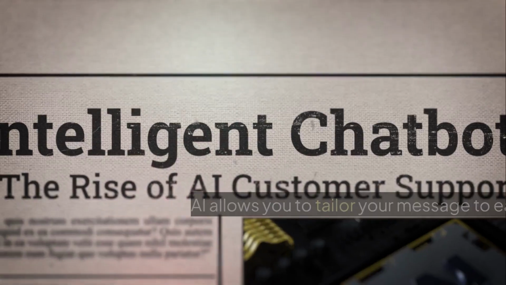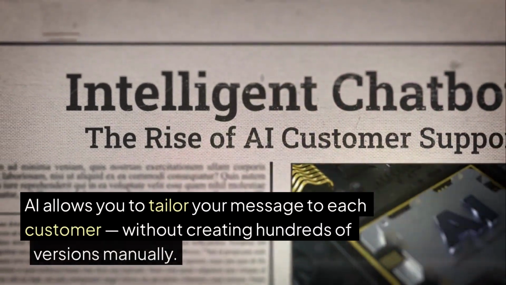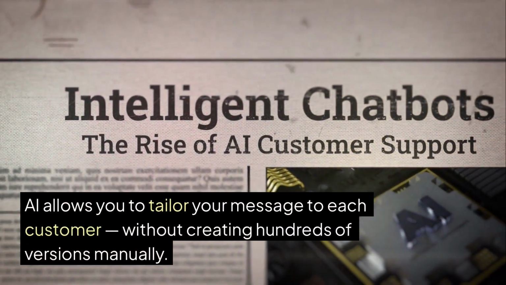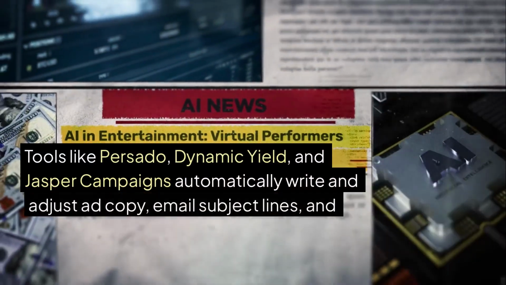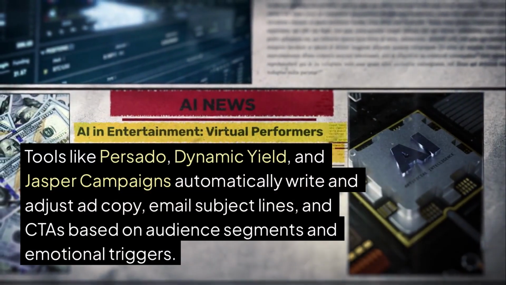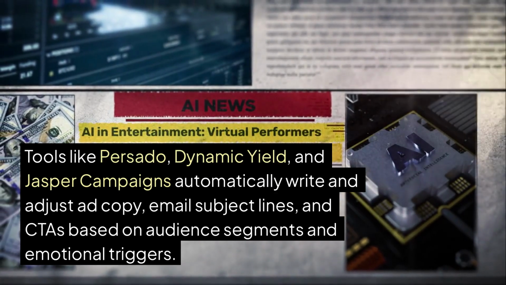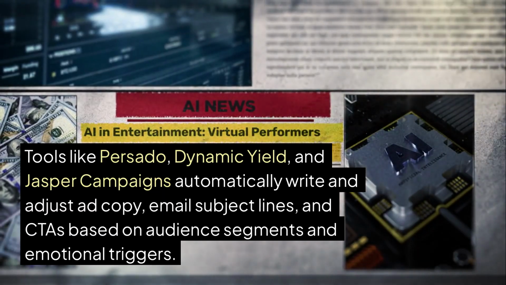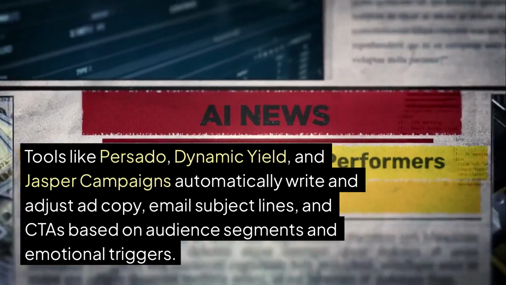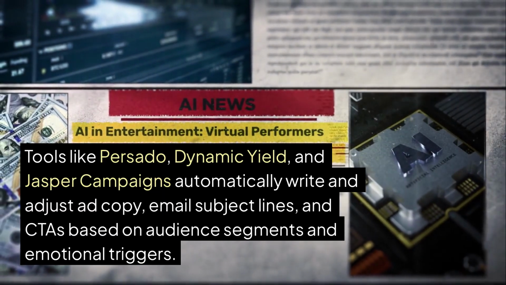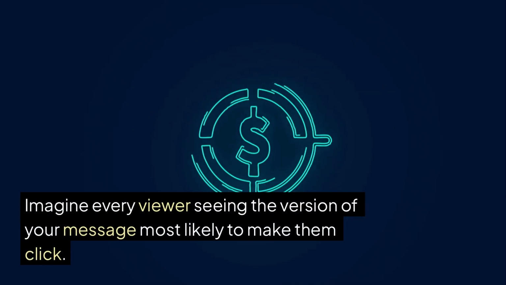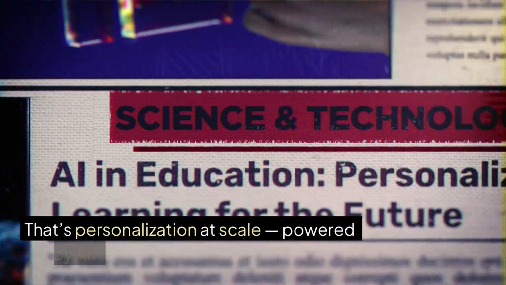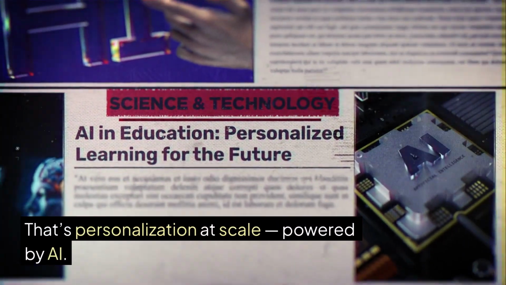Step 4. Personalize at scale. AI allows you to tailor your message to each customer without creating hundreds of versions manually. Tools like Persado, Dynamic Yield, and Jasper Campaigns automatically write and adjust ad copy, email subject lines, and CTAs based on audience segments and emotional triggers. Imagine every viewer seeing the version of your message most likely to make them click. That's personalization at scale, powered by AI.